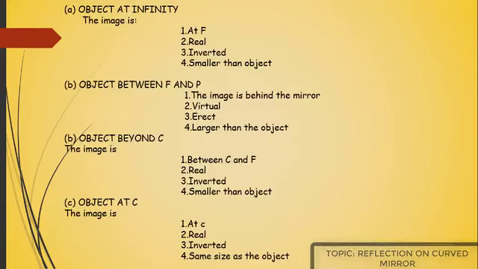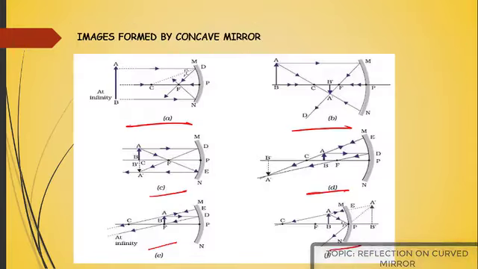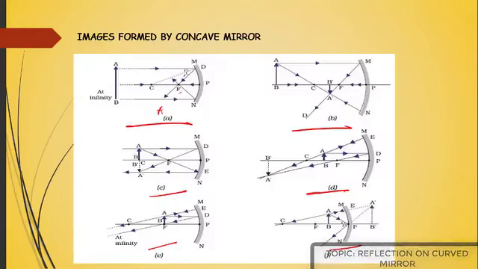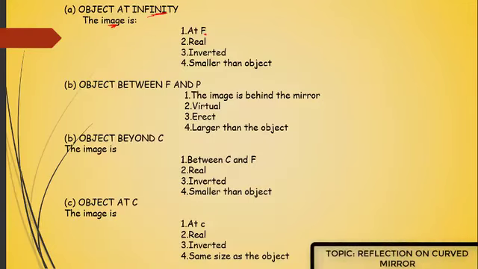When an object is placed at infinity, the image that is formed will be at F. That is for the first instance here, in diagram A. When an object is placed at infinity, the image will be at point F. This is point F, and this is at infinity. The image formed will also be real, inverted, and smaller than the object. Definitely, the image will be smaller than the object.